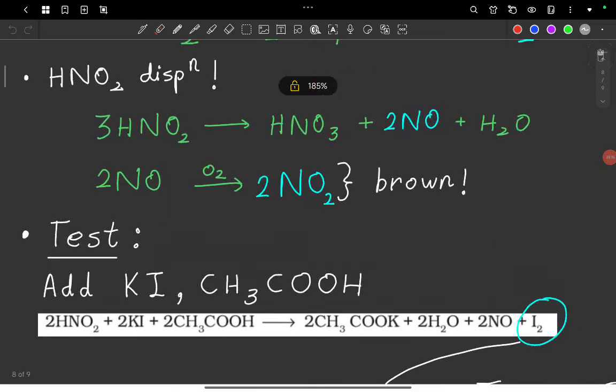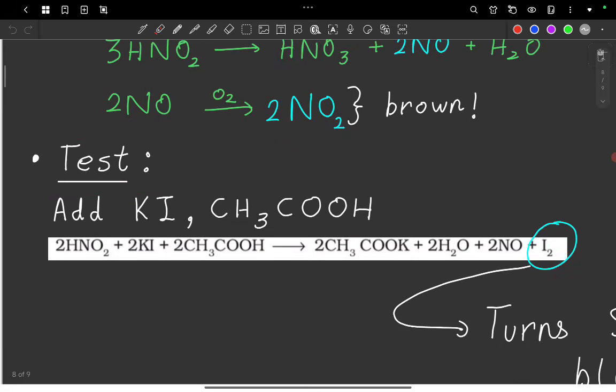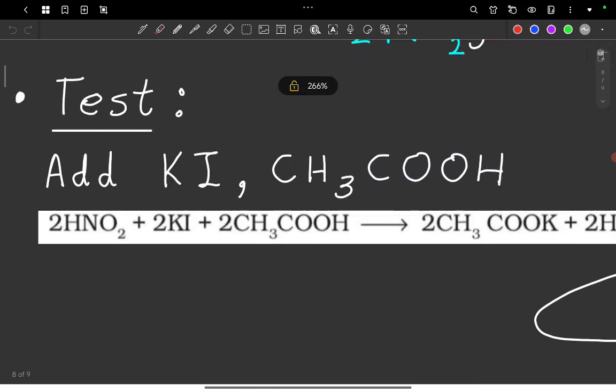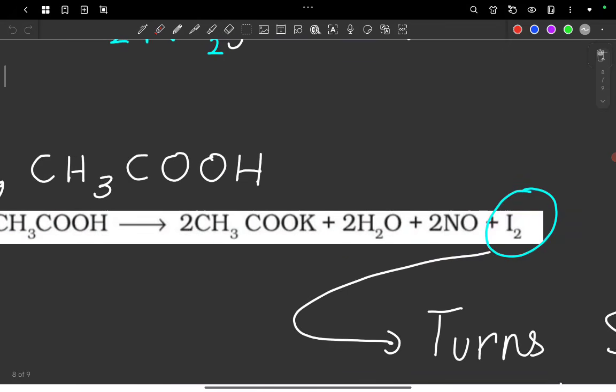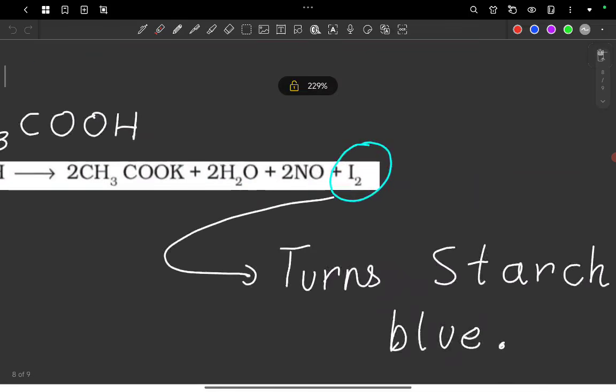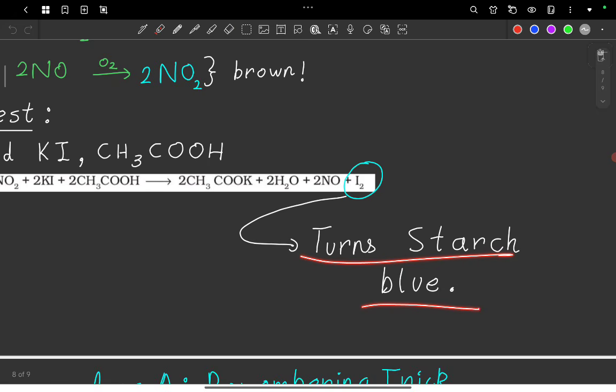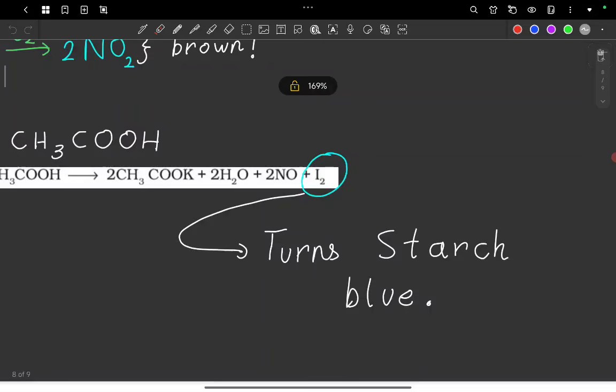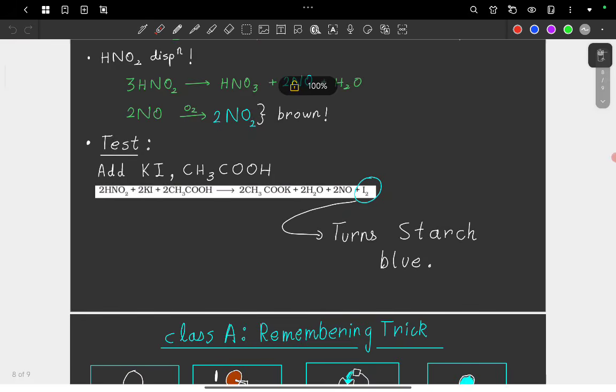Now once we have this nitrogen dioxide gas, how do we confirm that it is the nitrite ion? Basically this is the reaction, which I copied directly from the NCERT lab manual. It is a reaction with 2 moles of potassium iodide and acetic acid, which forms a potassium salt of acetic acid along with the most important part, which is I2. I2 turns starch paper blue. Starch paper is an indicator which can be used to detect certain compounds in your solution, and you have to remember that iodine turns starch blue.